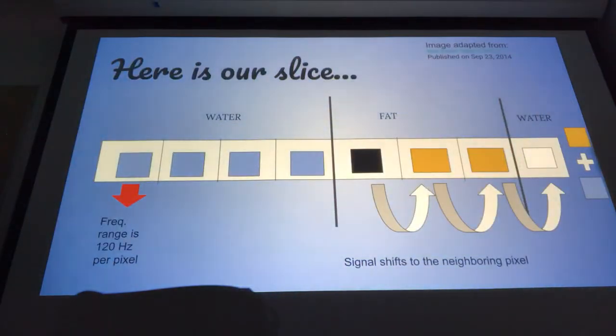So if we went back here, this red arrow, I just picked an arbitrary number, 120 hertz. If that had been increased by increasing our bandwidth, the chemical shift would still occur, but it wouldn't be visible in our image because that shift would happen in the pixel.